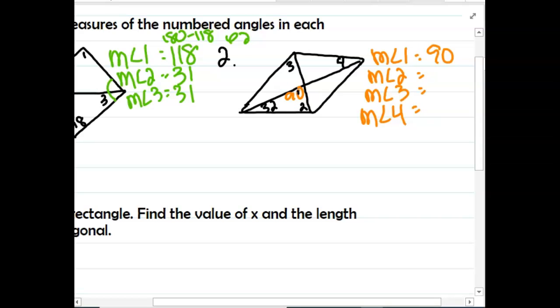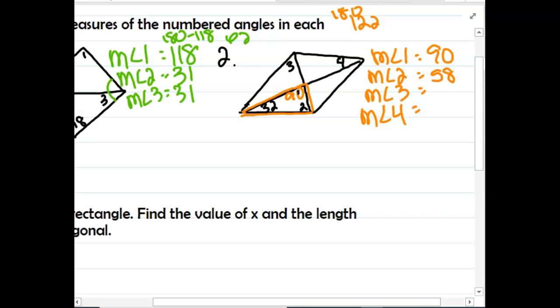Now let's move on to angle 2. How could I find the measure of angle 2? What do you think? Okay, so this is a triangle, right? I know 2 angles of a triangle, so I can find the third. So 90 plus 32 gives me 122. I know all the angles together add to give me 180. So 180 minus 122 gives me 58.